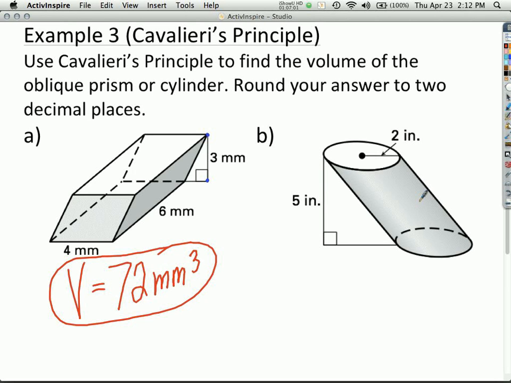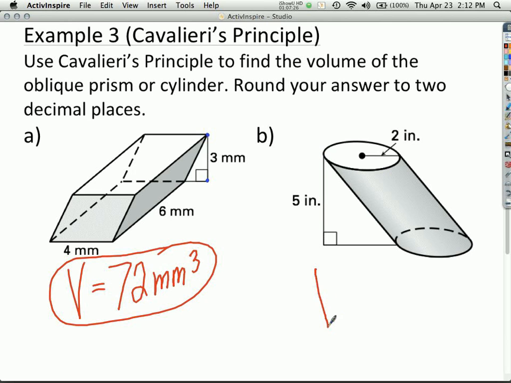We can find the volume because we can pretend that we push this over and make it a right cylinder. And so find the volume. Find the area of the circular base, pi r squared, so 4 times pi, and multiply that times the height. So 4 times 5 times pi is 20 pi.